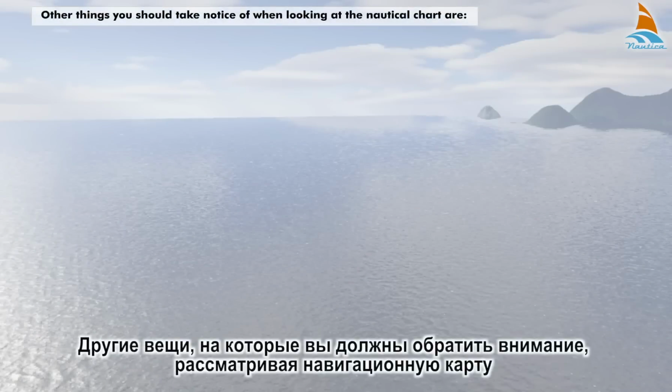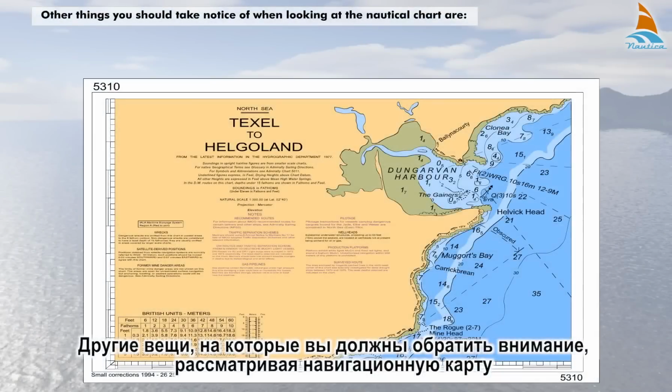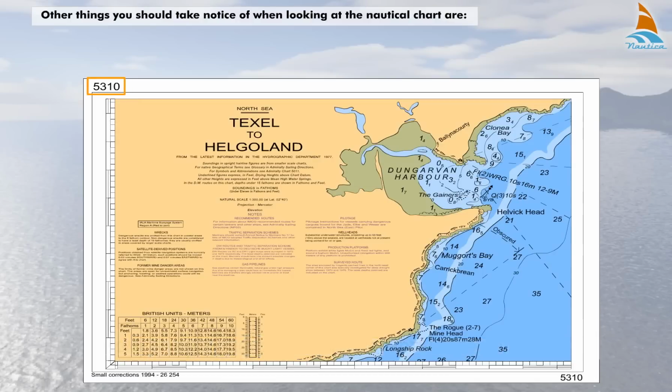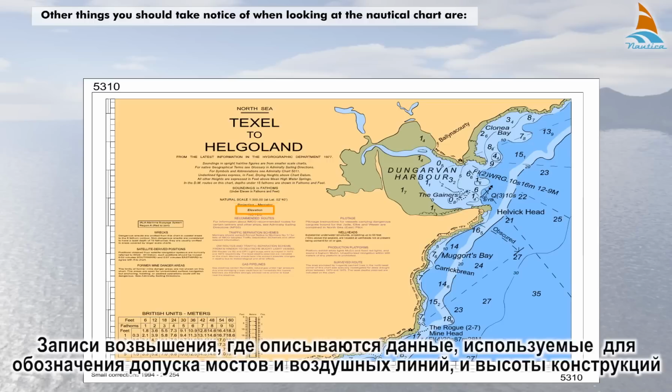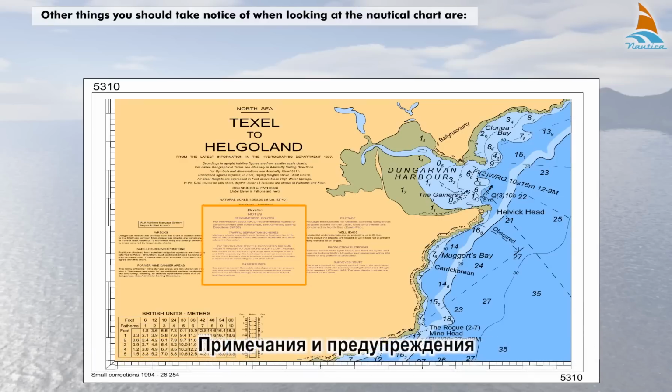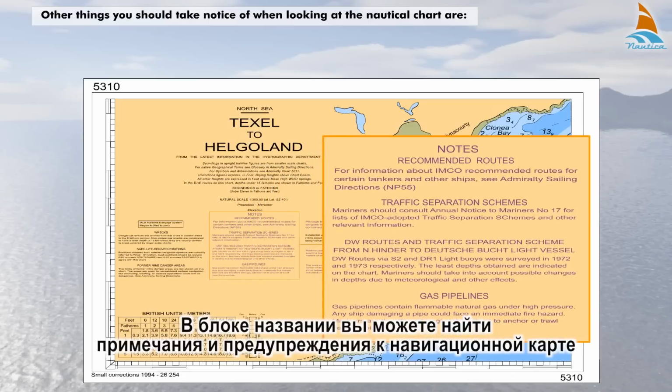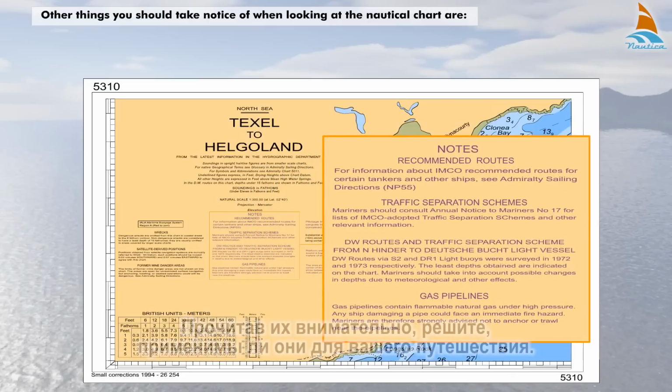Other things you should take notice of when looking at the nautical chart are the chart number. The chart numbers differentiate charts of the same area. Elevations note, which describes the datum used to indicate the clearance of bridges and overhead cables and the elevation of constructions. Notes and warnings. In the title block you may find notes and warnings concerning the nautical chart. By reading them carefully, you'll decide if they're applicable to your voyage.